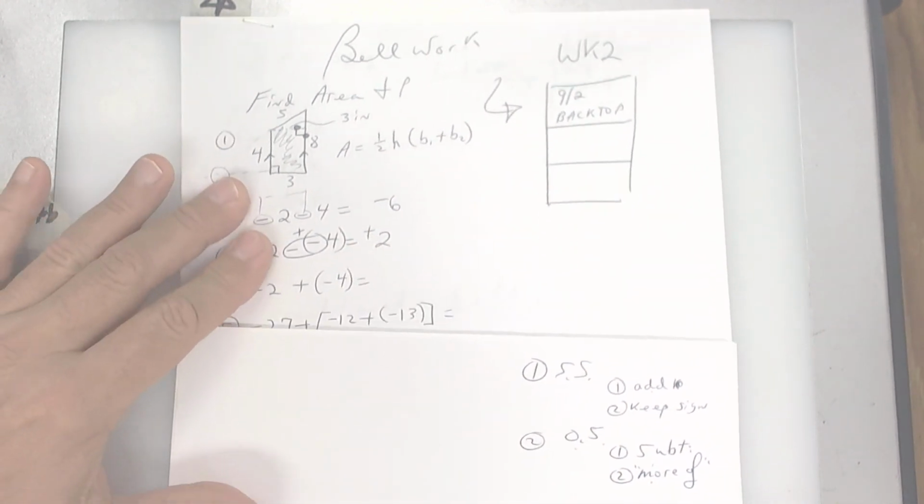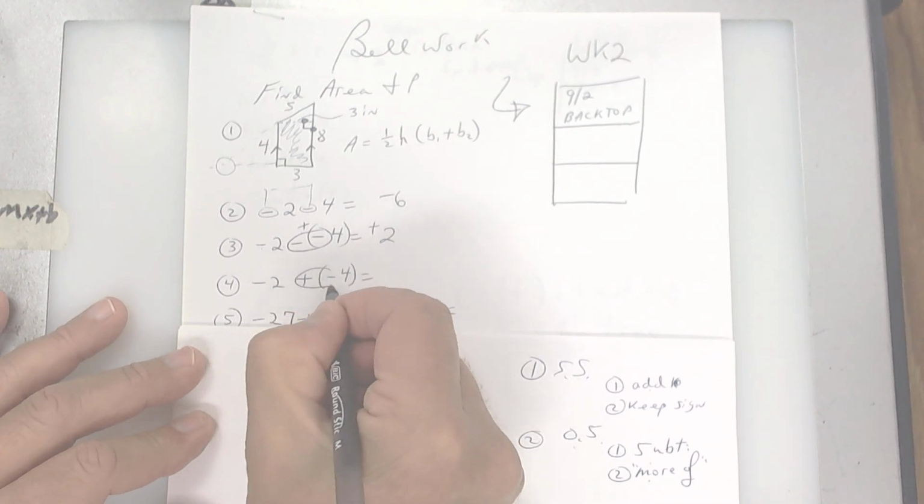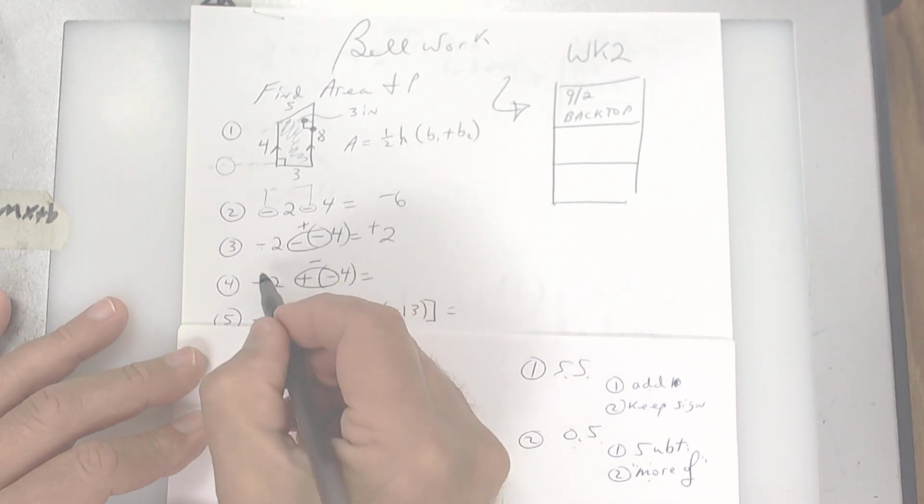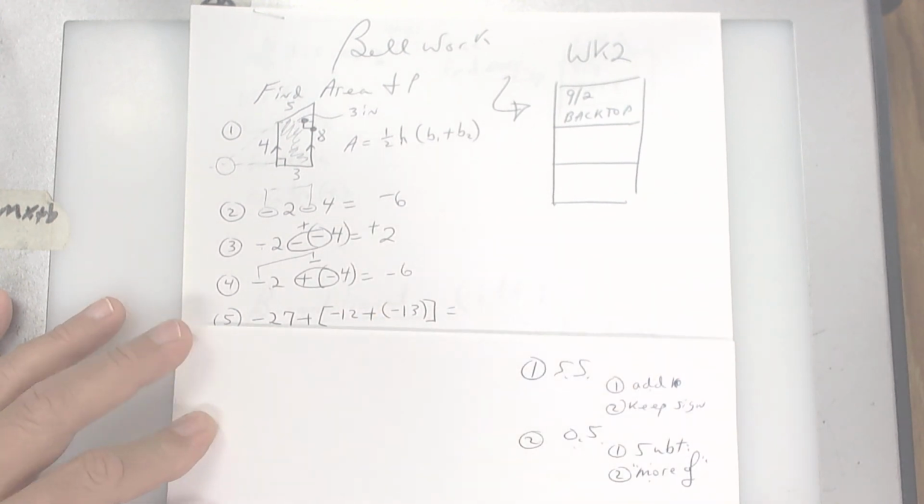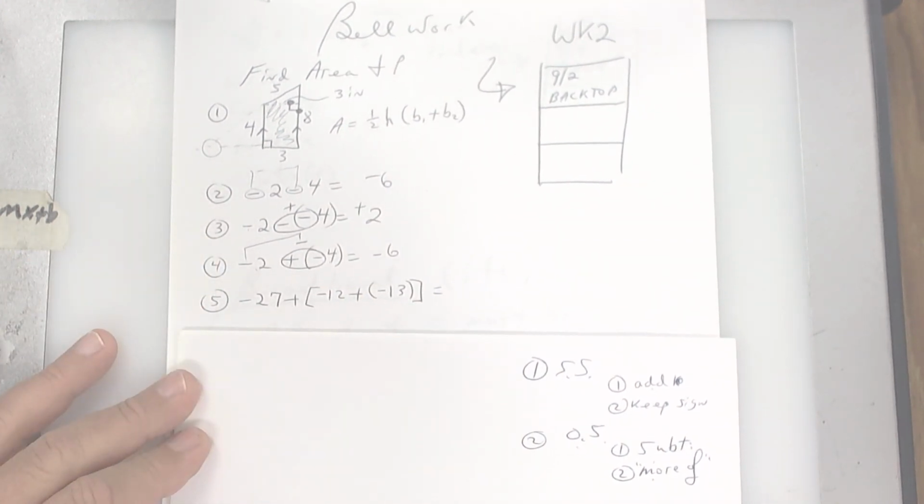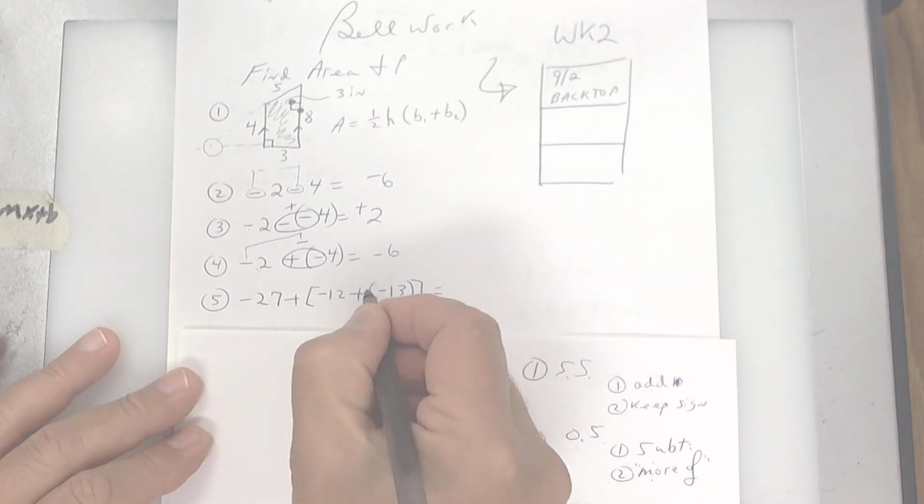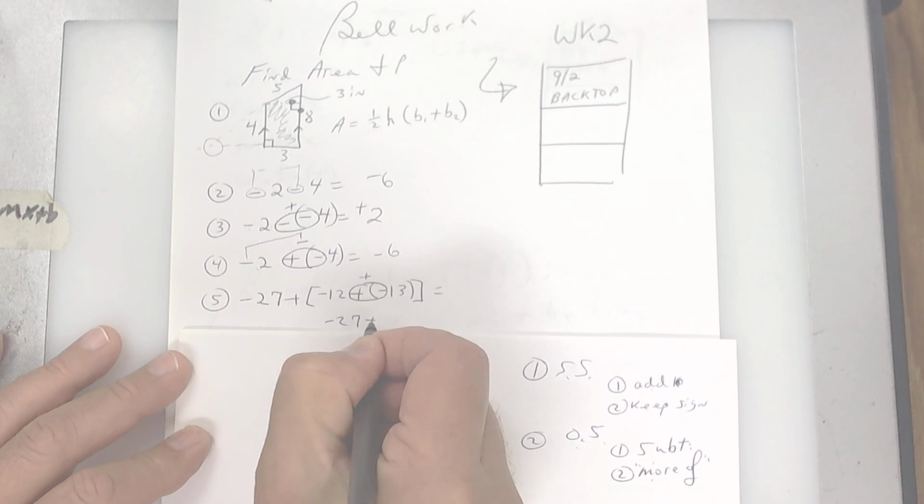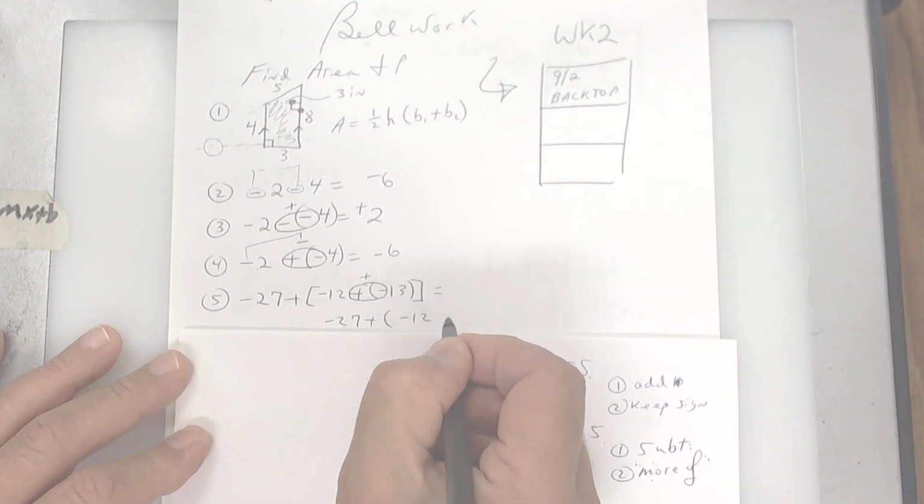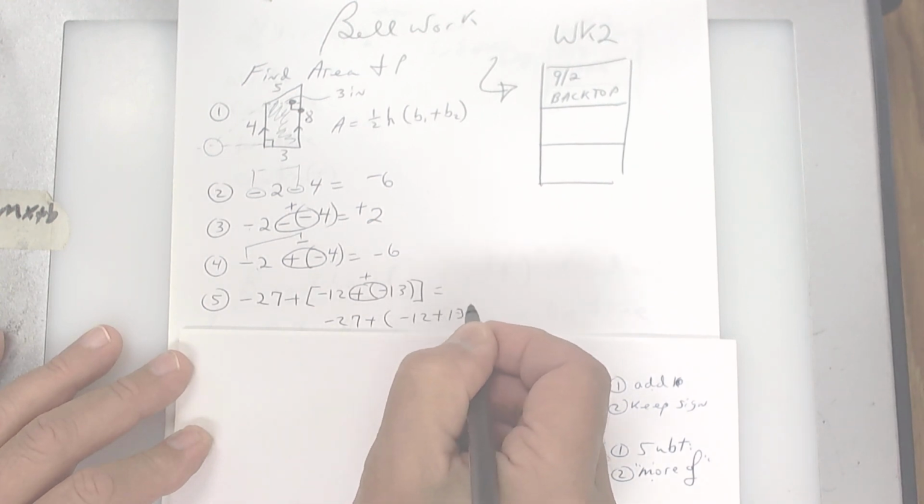You don't have to. The next one is a positive times a negative. Those are double. Now, these are the same, so I add them up and get -6. Make sure you understand, okay? All right, finally, the last one. This is a positive times a negative is a negative, so I'm going to rewrite it. -27 plus -12 plus 13.